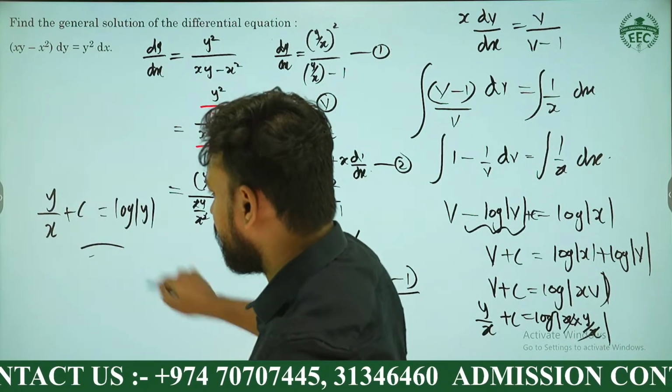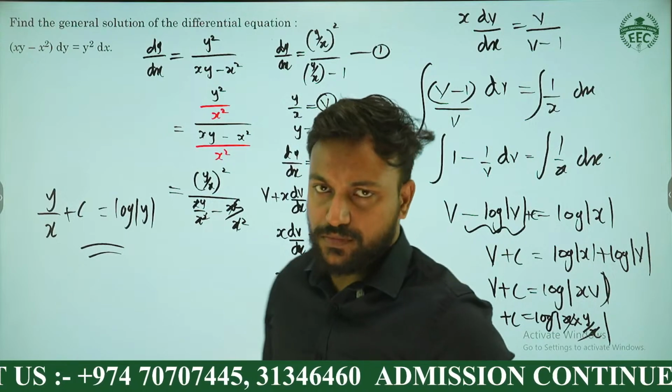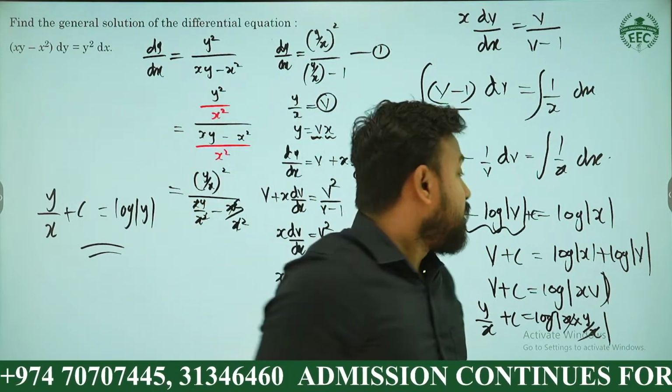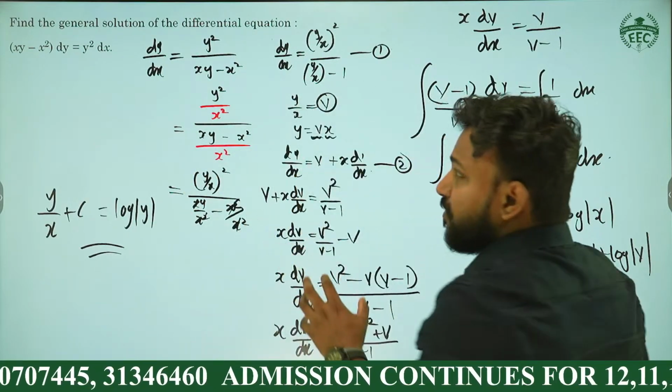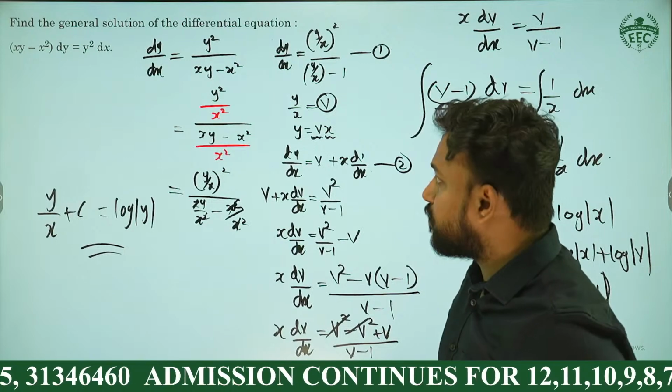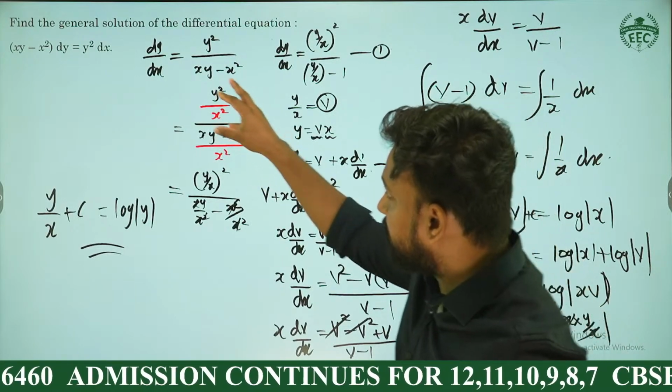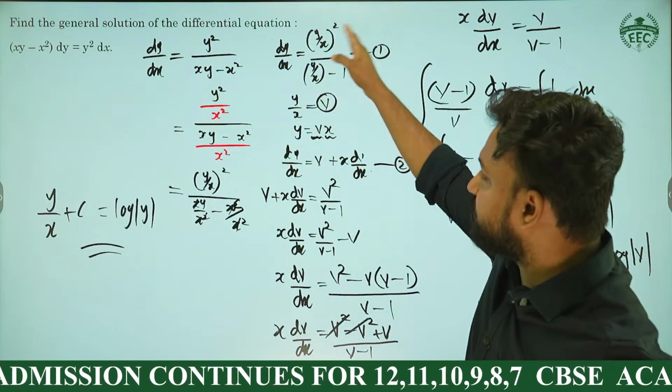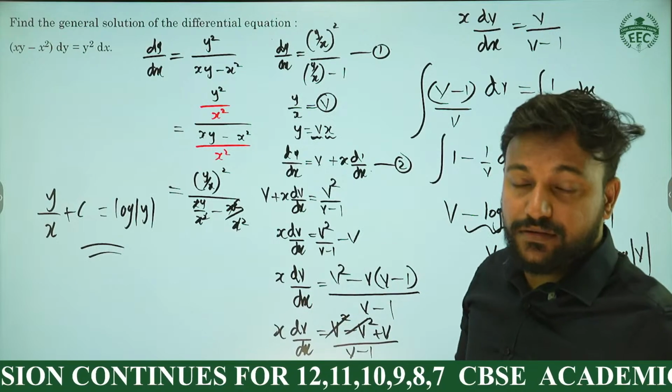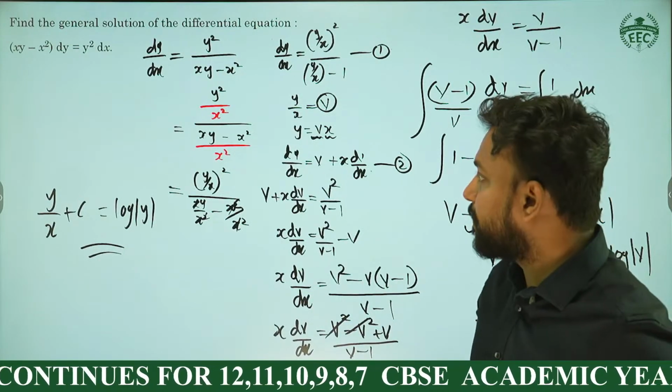That's enough. You can put the c on this side also. Okay, that's all. Because what is the meaning of homogeneous differential equation? If a differential equation can be written in this y by x format, then it is a homogeneous differential equation.